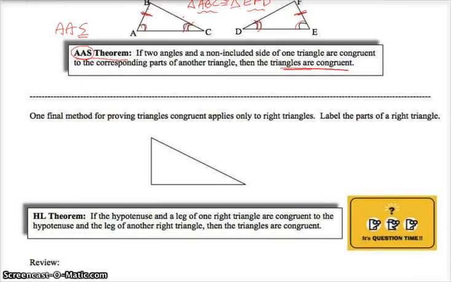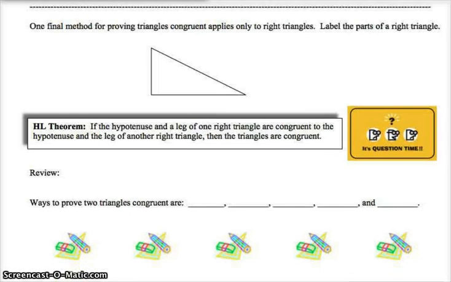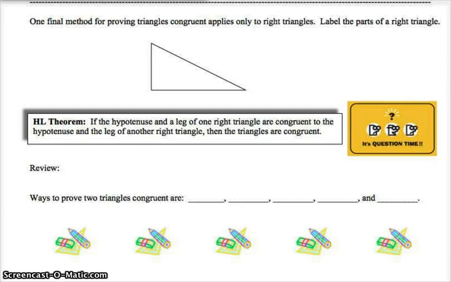The second theorem is the HL theorem. So what does HL stand for? Well, it stands for the hypotenuse and the leg. And when you say this word hypotenuse, there's only one type of triangle that has a hypotenuse, and that is a right triangle. So the first thing you need to add to this diagram right here, I forgot to put on, is a right angle in that corner. That should have been given to you. So this is a right triangle.